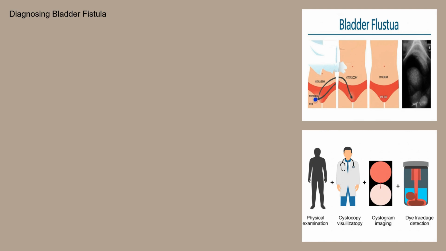Diagnosing a bladder fistula typically involves a combination of physical examination and imaging studies. A physical examination may reveal urine leakage from an abnormal opening. Diagnostic tests include cystoscopy, where a small camera is inserted into the bladder to visualize the fistula. Imaging techniques like a cystogram, which involves injecting dye into the bladder and taking X-rays, or a CT scan can also help identify the location and size of the fistula. A dye test, where a dye is instilled into the bladder and observed for leakage through the vagina, can also confirm the diagnosis.